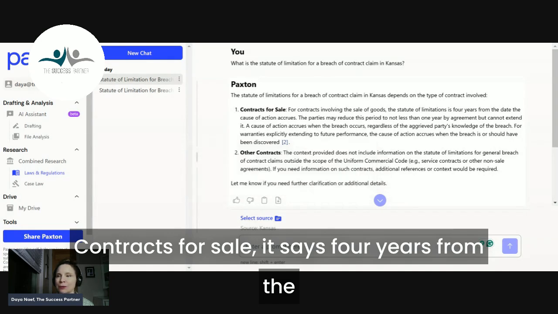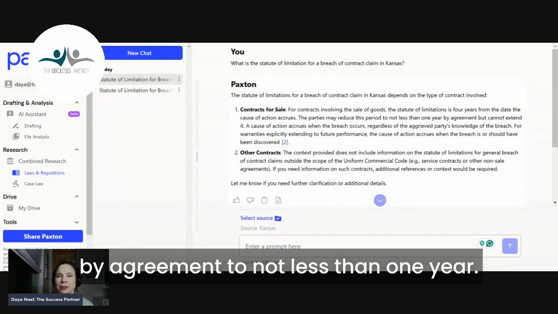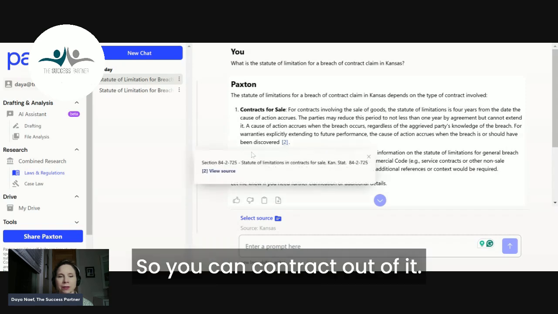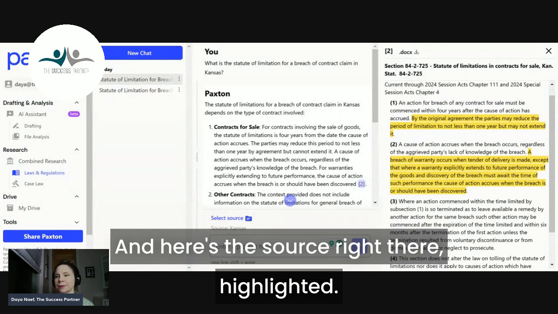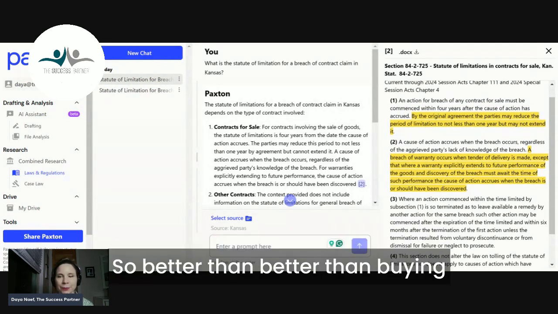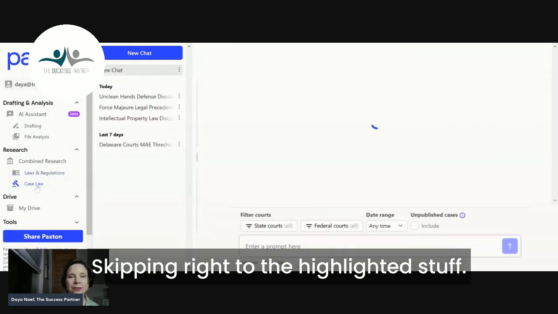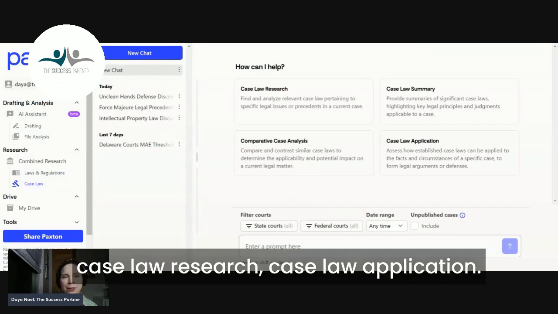It says 4 years from the date of the cause of action, may be reduced by agreement to not less than 1 year. Okay, so you can contract out of it. And here's the source. Right there, highlighted. So better than buying a used book in law school, skipping right to the highlighted stuff. So you can also do case analysis, case law research, case law application.